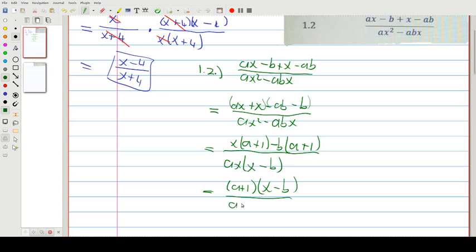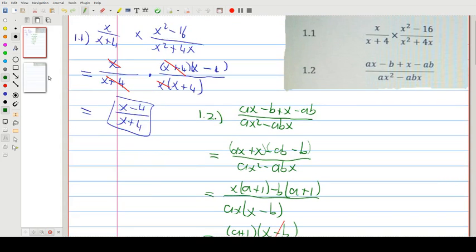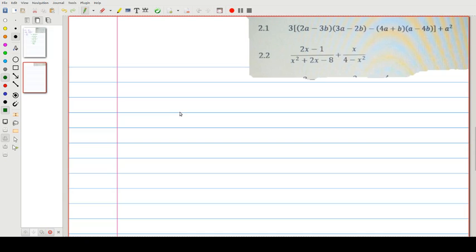At the bottom we have ax times x minus b. Now we've got one term over one term, so we can cancel, which leaves us with our final answer of a plus 1 over ax. And that is that.